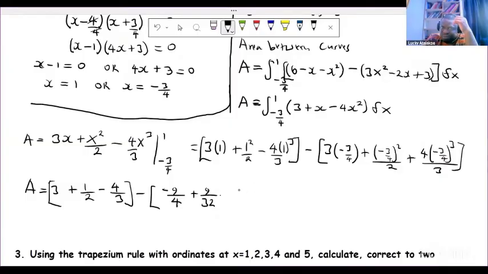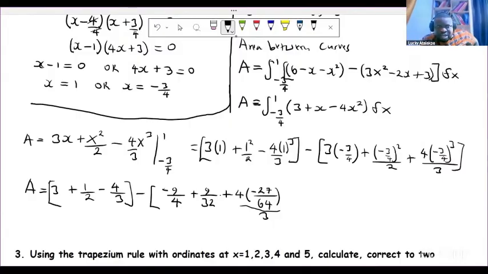Are you following me? Then plus 4. If you cube negative 3, you will get negative 27. If you cube 4, you get 64. Everything here over 3. So what do we do there to make that place easy? So let's go.